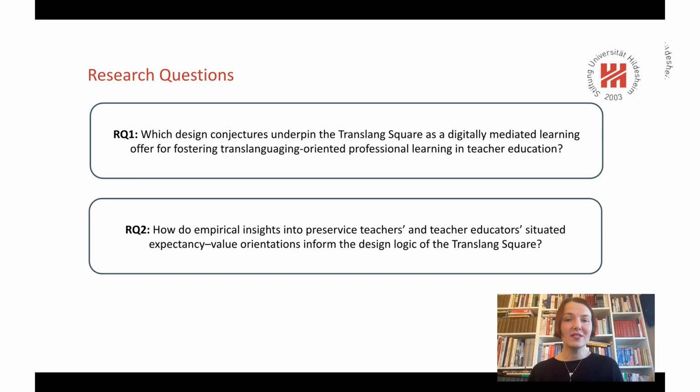The first asks which design conjectures underpin the Translang Square as a digitally mediated learning format. The second question focuses on how empirical insights into expectancy value orientations of pre-service teachers and teacher educators inform the design logic. Together, these questions shift the focus from outcomes to design reasoning.